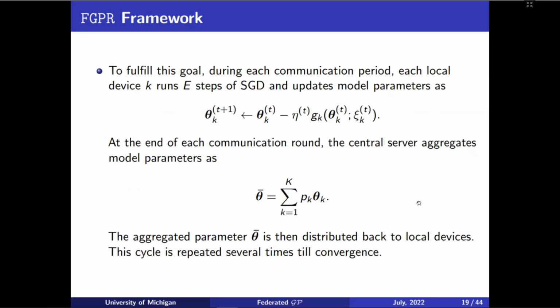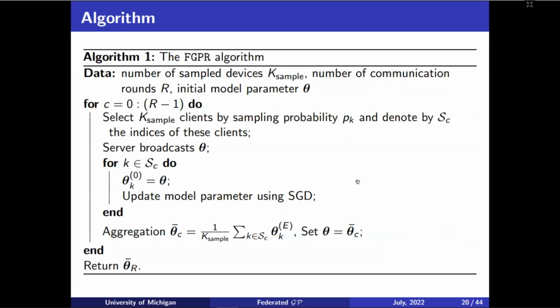To fulfill this goal, during each communication round, we'll use FedAvg to optimize this loss function. To be more specific, each local edge device k runs E steps of SGD and updates the model parameter as follows. At the end of each communication round, the central server will aggregate the model parameters by taking the weighted average. And this cycle is repeated several times until convergence.